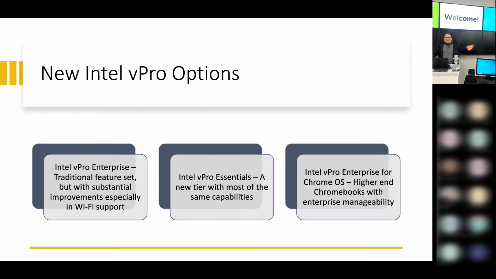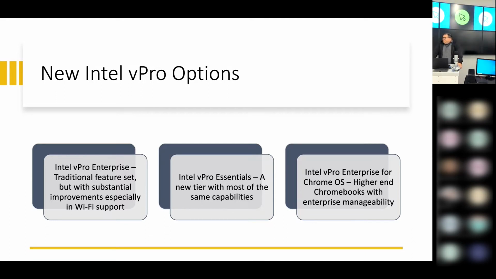I have a 12th generation Dell laptop over here running vPro, actually Essentials, but we'll see that there's a significant amount of improvement in Wi-Fi manageability. So when the device is on Wi-Fi, I can still manage it at a hardware level. We also have vPro Essentials. This is the new tier with most of the same capabilities. It doesn't have the KVM, but it does have the hardware level power control, a bunch of the security features, as well as the Sierra technology. And I do have that in a laptop here.